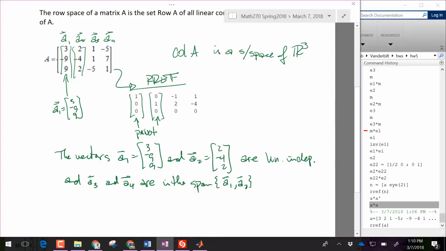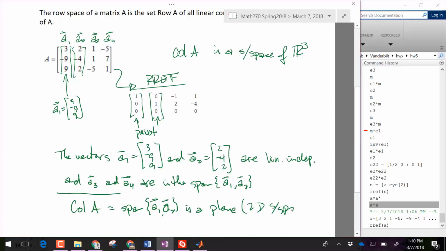So it turns out that because there are 2 linearly independent vectors, this is a 2-dimensional subspace of R3. Okay. So call it Col A, which is equal to the span of A1 and A2. It is a plane, a 2D subspace of R3.